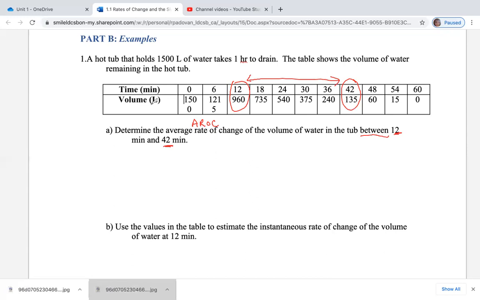To read my table of values, this would be my X, this would be my Y. The independent variable in this question is your X, which is time. Time is usually on the X-axis, right? And my dependent variable is volume.